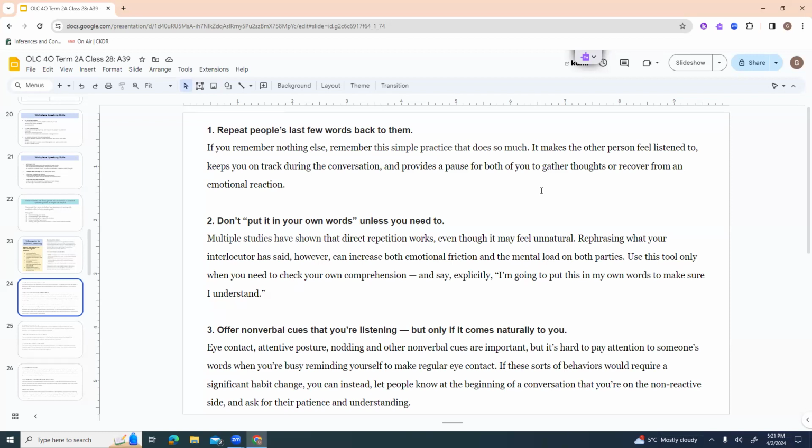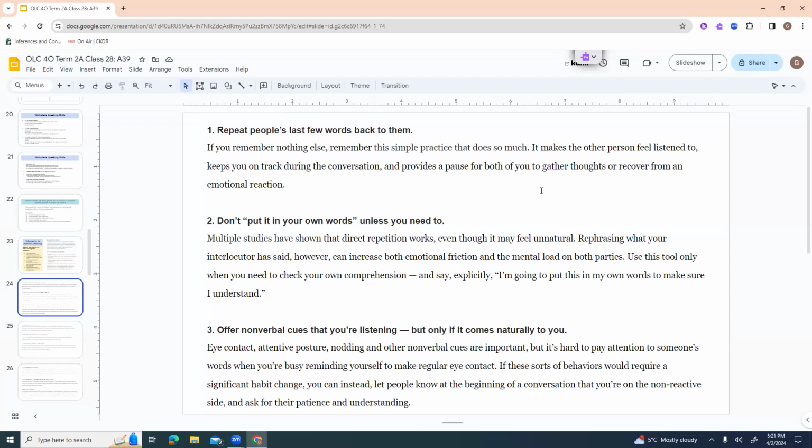Here's why. Things like eye contact, attentive posture, nodding, and other nonverbal cues are important, but it's hard to pay attention to someone's words if you're constantly reminding yourself throughout the conversation, make eye contact, make eye contact. Some people, for example, people with Asperger's or autism or different kinds of things, might have a really hard time doing these nonverbal cues.